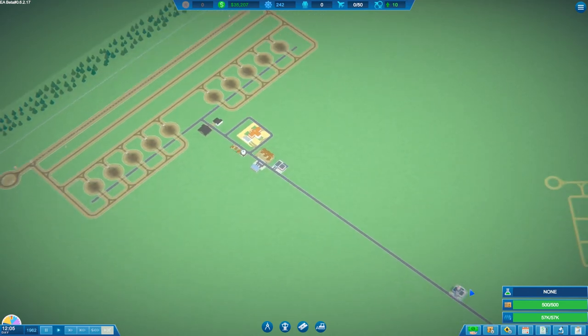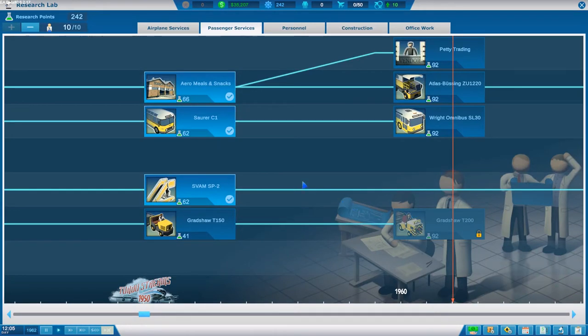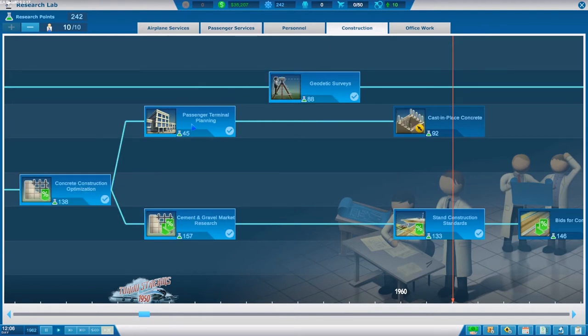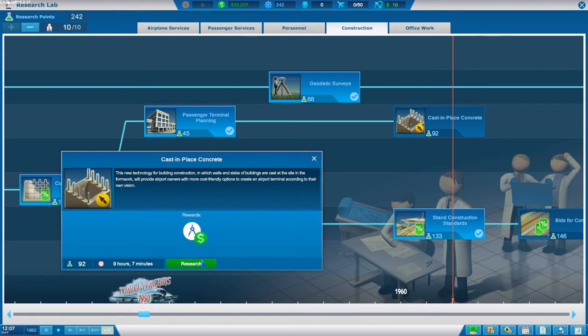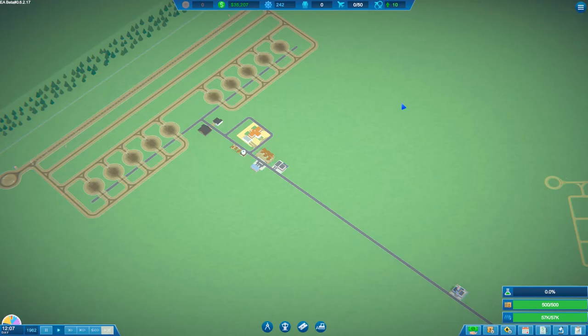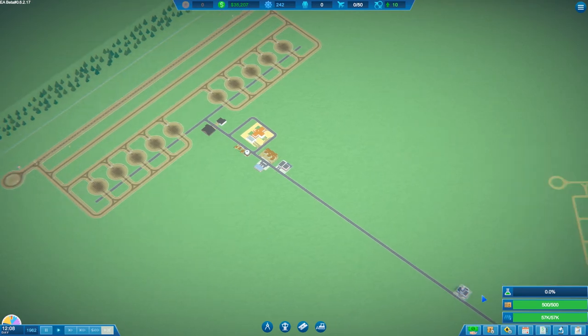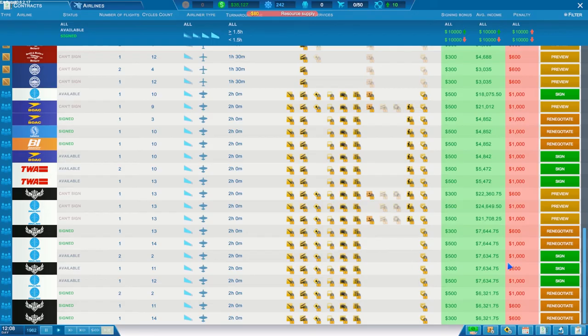I wonder if two catering trucks is going to be enough. Passengers, no, I need, is it construction that I need? Yeah, I did that, okay. Cast in place concrete, I think that saves money on concrete as well, I think is what that does. So we're going to do that, okay. We're going to wait for some planes to come in and we're going to sign some more.